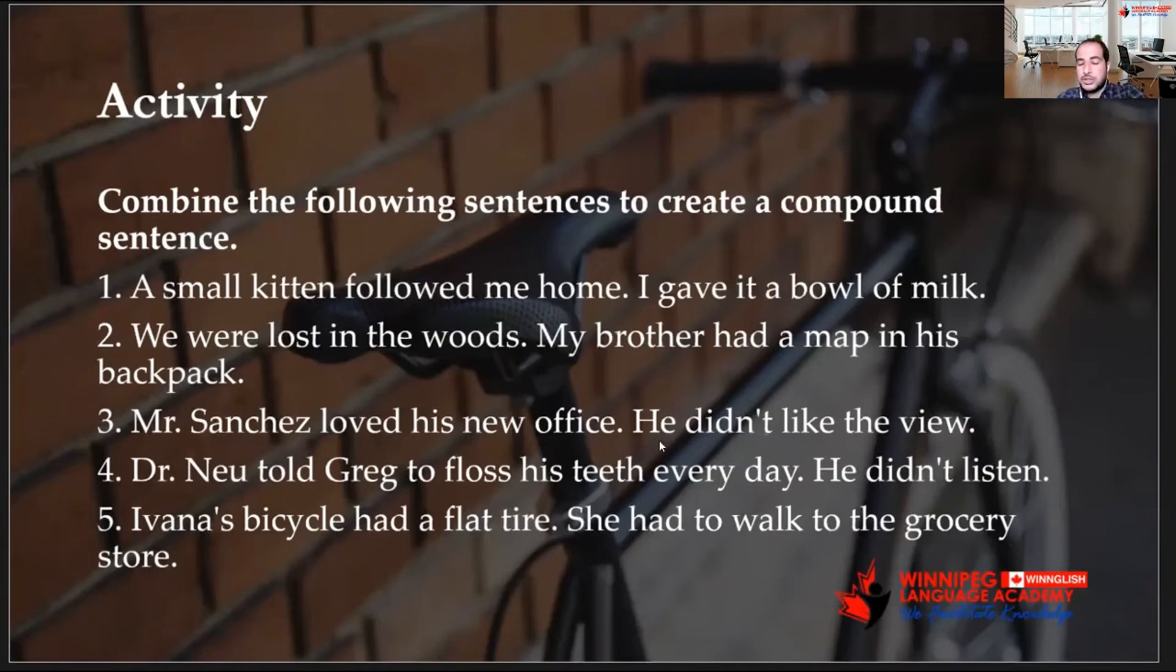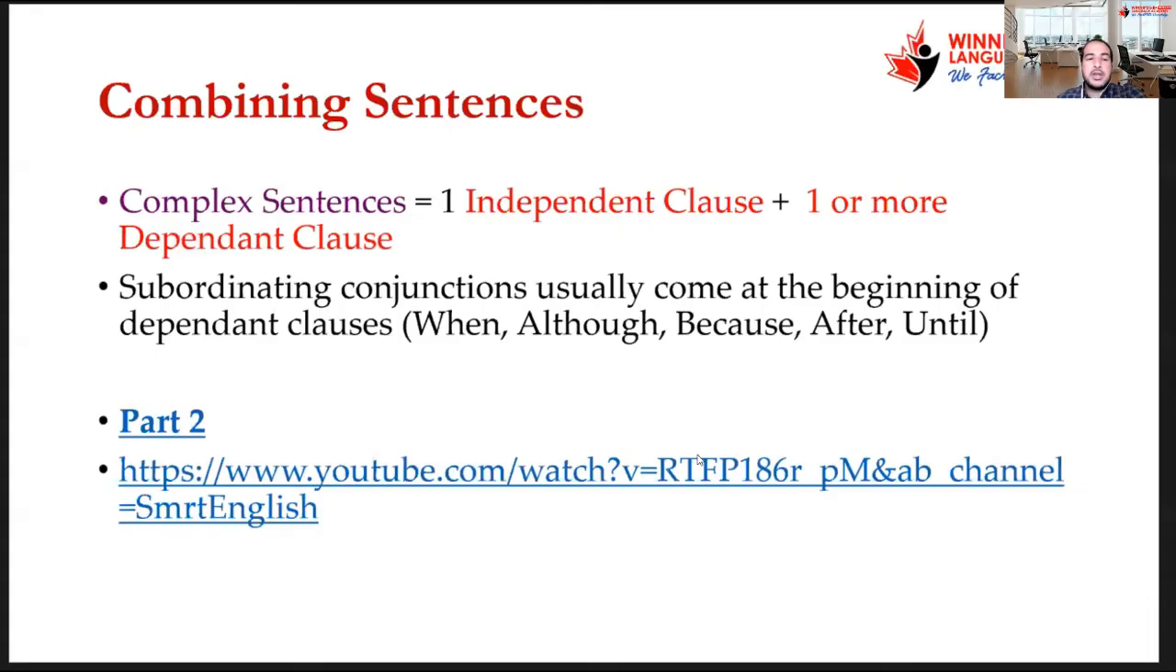I'll send the rest in the group so we can do this as an assignment. Now we will look at combining sentences to create a complex sentence.